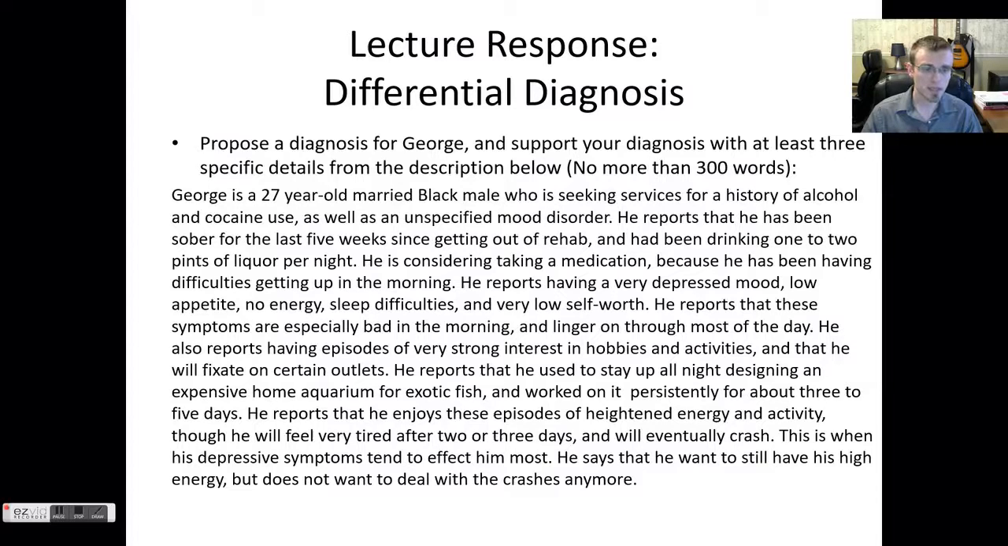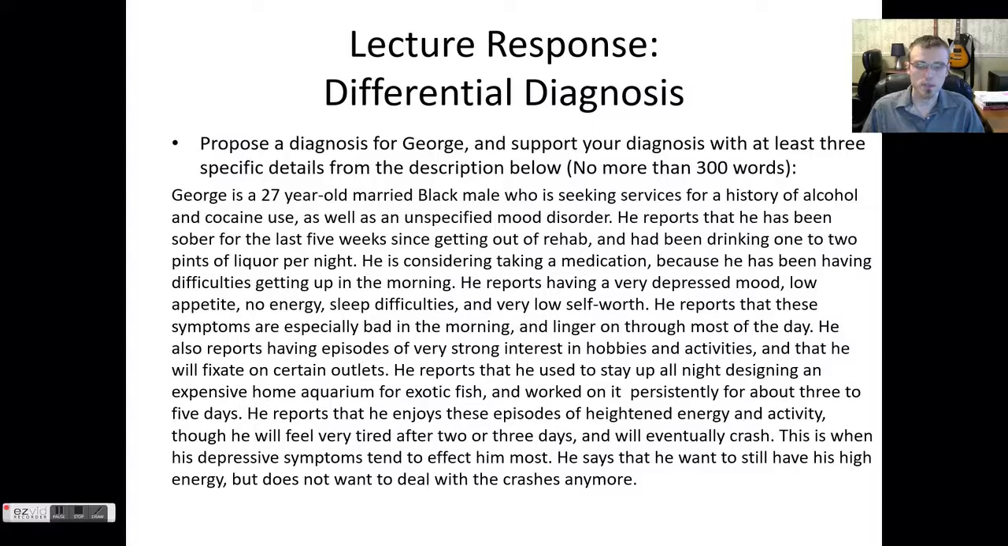He's considering taking a medication because he has been having difficulties getting up in the morning. He reports having a very depressed mood, low appetite, no energy, sleep difficulties, and very low self-worth. He reports that these symptoms are especially bad in the morning and linger on through most of the day. He also reports having episodes of very strong interest in hobbies and activities, and that he will fixate on certain outlets. He reports that he used to stay up all night designing an expensive home aquarium for exotic fish, and worked on it persistently for about 3 to 5 days.